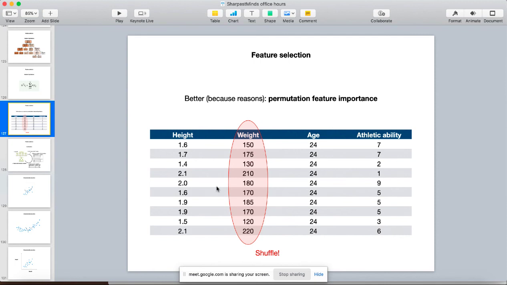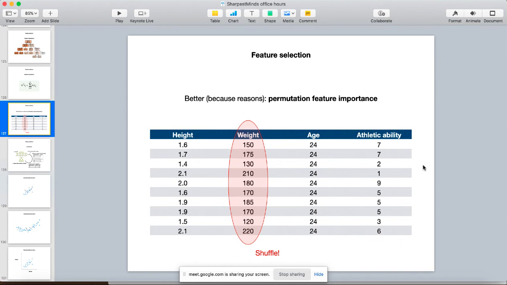So we're going to take every value in that column and shuffle it. So move the value in row 1 to row 6, row 2 to row 7, and so on. Shuffle the whole column. Essentially what we're doing is we're destroying the correlations between that column and all the others. So there's no longer like, this weight of 150 is no longer correlated to a height of 1.6 and an age of 24. Now it's moved over to somewhere else. Essentially, we've destroyed the information in this column, the predictive value of that information. It's also no longer correlated to the thing we're trying to predict, the athletic ability over here. And then we run our algorithm again, and we look at what is our predictive accuracy or whatever metric we want to measure.